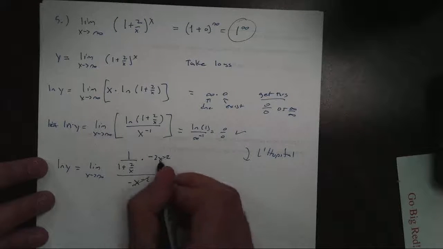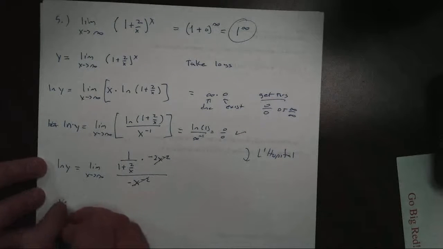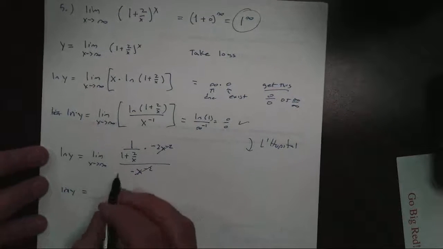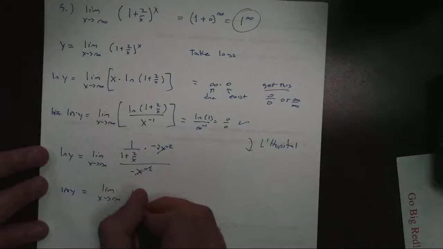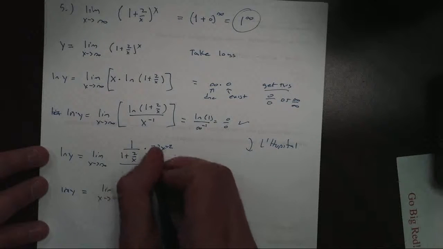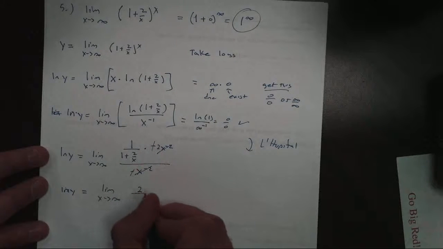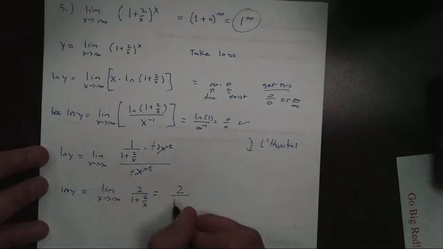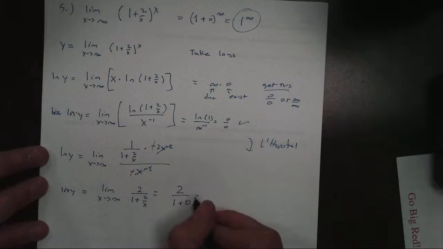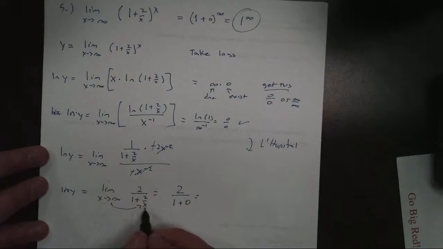And notice the x to the negative 2's cancel, and we're left with the natural log of y equaling the limit as x goes to infinity of, be very careful, the negatives cancel also, 2 over (1 plus 2 over x), which we already know. Plug in the infinity on bottom, 1 plus, that's just 0. Remember, 2 over infinity is just 0, and we're left with 2.